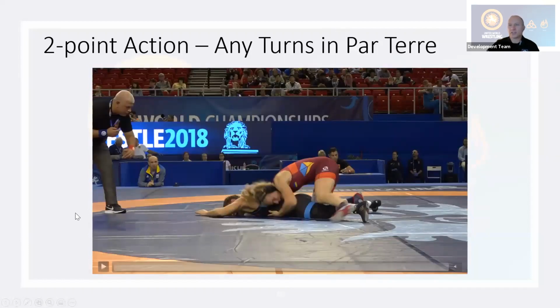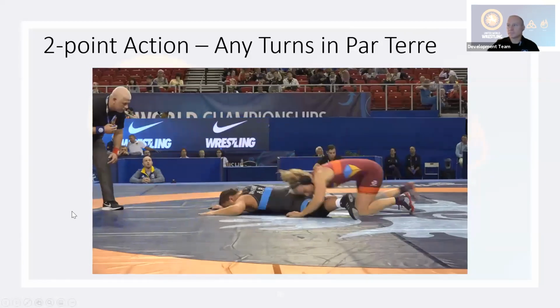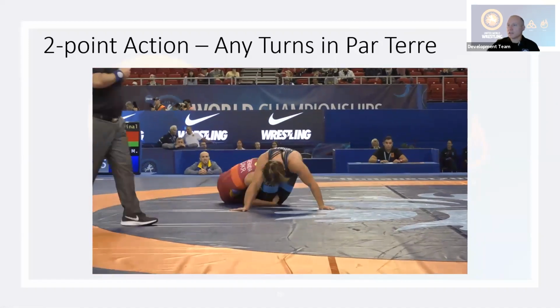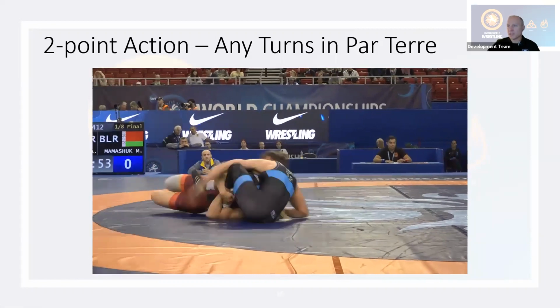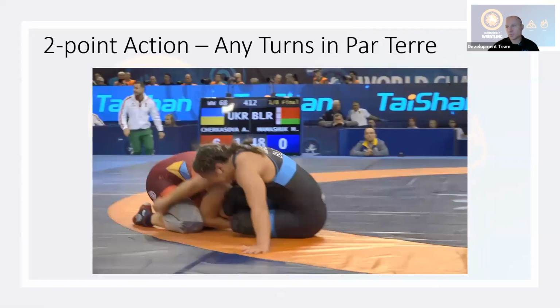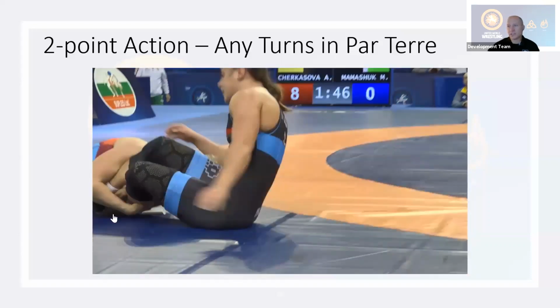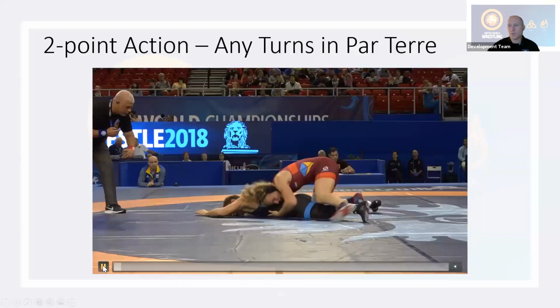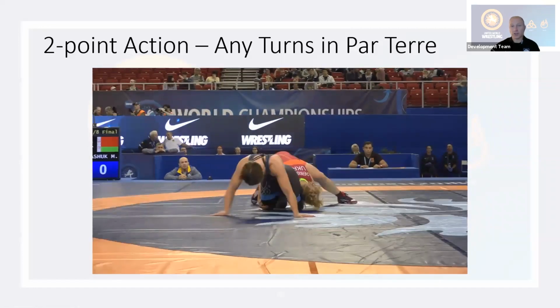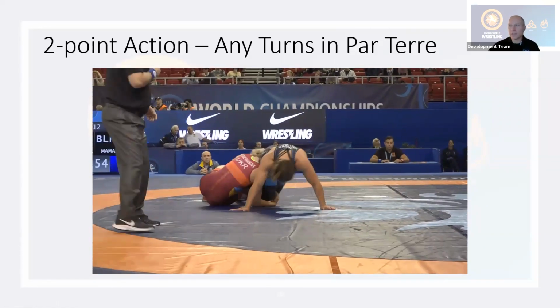Here's another action in Par Terre. You see this in freestyle and women's wrestling. We have a leg lace, and she makes a turn. So there's 2 points. There's another 2 points. And there's another 2 points. So when we watch this action, again, just a turn in Par Terre, and you can have successive turns in a row. Again, she's going the same one.